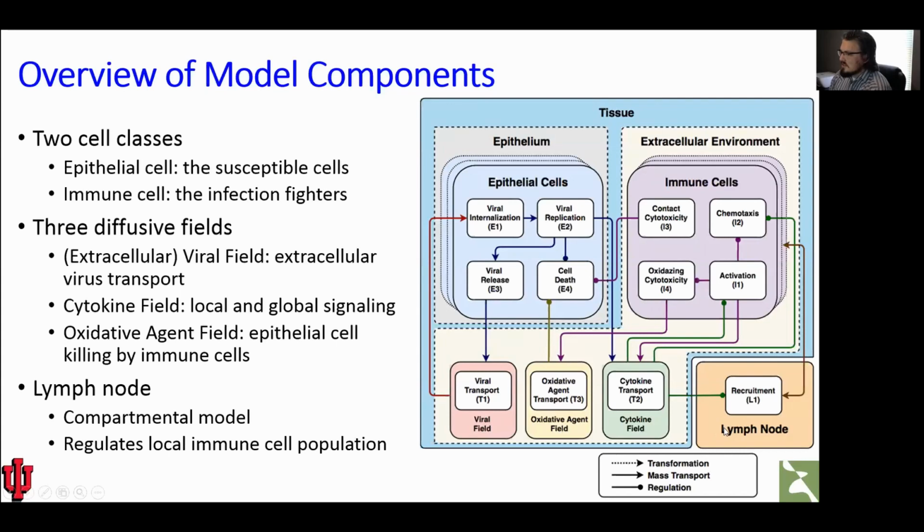And then, as discussed before, we then have our compartmental model of a lymph node that goes about regulating the population of immune cells in our tissue patch, and it receives signals from the cytokine transport module, where cytokine secretion occurs by infected cells and immune cells that then leads to immune cells being introduced into the simulation patch according to a delay.